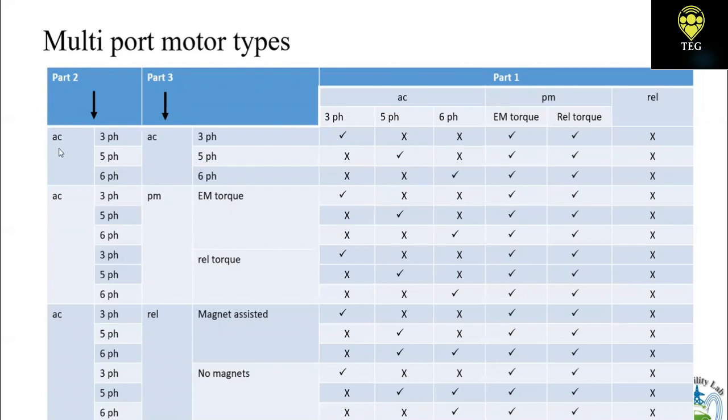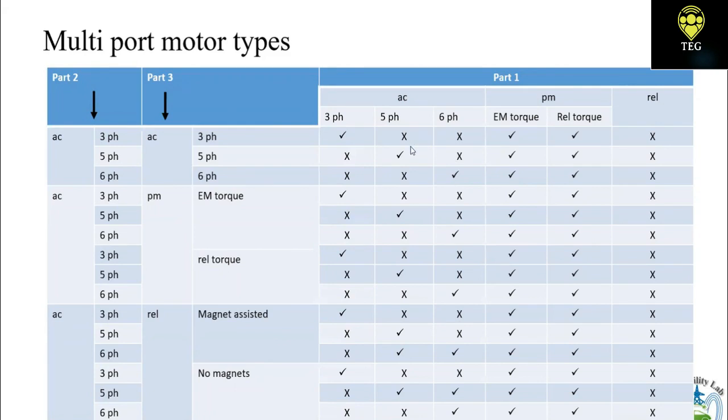For example, if part two has an AC excitation, then I can have three, five, or six phases. I can also have part three with an AC excitation, with three, five, and six phases. Part two can be AC, part three can be with permanent magnets; part two can be AC, part three can be with reluctance. So you can see there are multiple configurations feasible, and wherever there is a tick mark, it means it is possible to physically make such a motor, and wherever there is a cross mark, it's physically not possible.